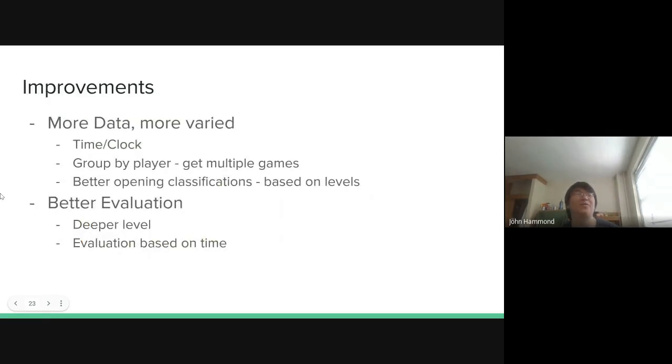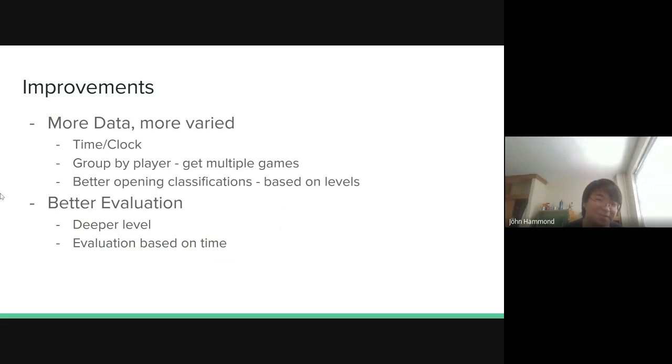Some improvements. As I was working on this, I was thinking that there are tons of things that I can improve. Mainly, you can never use too much data. You can also use more varied data. So what I mean by that is you can add more features. Again, the features I added were completely arbitrary. For example, you can actually factor in time because some of the games do include the times. Players make better moves if they have a lot of time, worse moves as it gets later on. So we could factor that in.